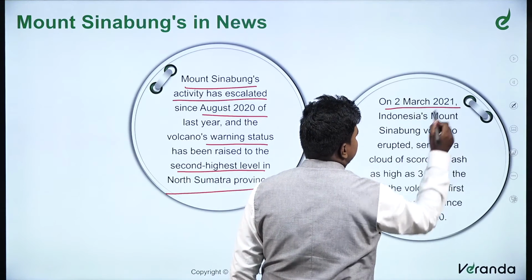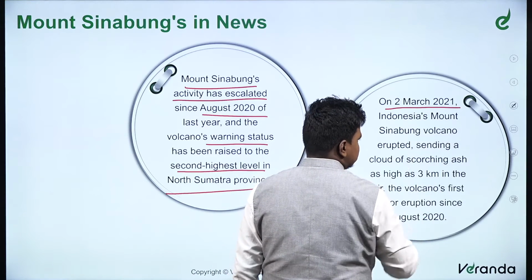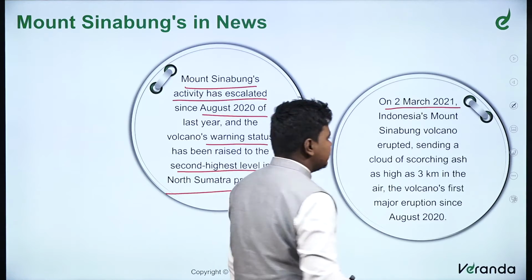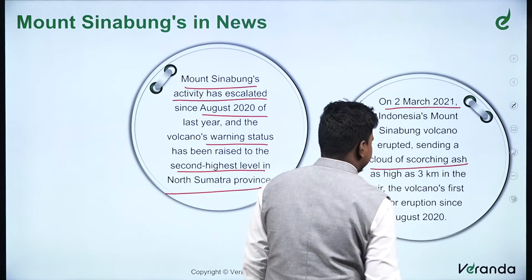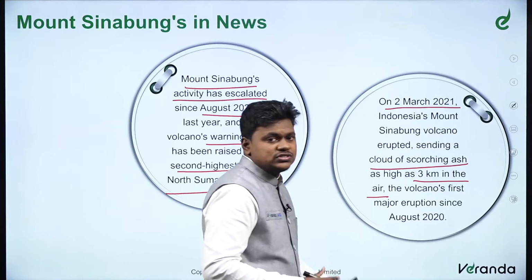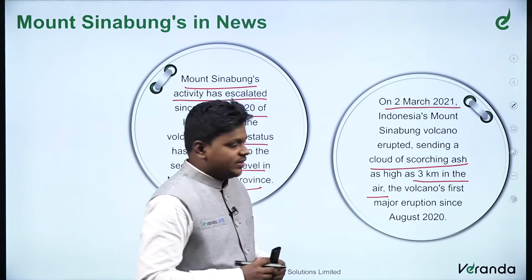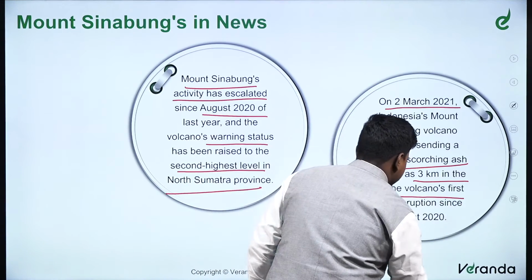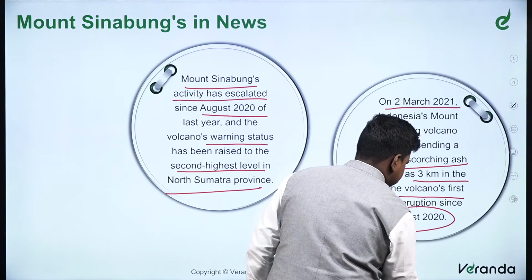On March 2, 2021, Indonesia's Mount Sinabung volcano erupted again, sending a cloud of scorching ash as high as 3 kilometers in the air. So the ash spread to a height of around 3 kilometers, and this is the volcano's first major eruption since August 2020.